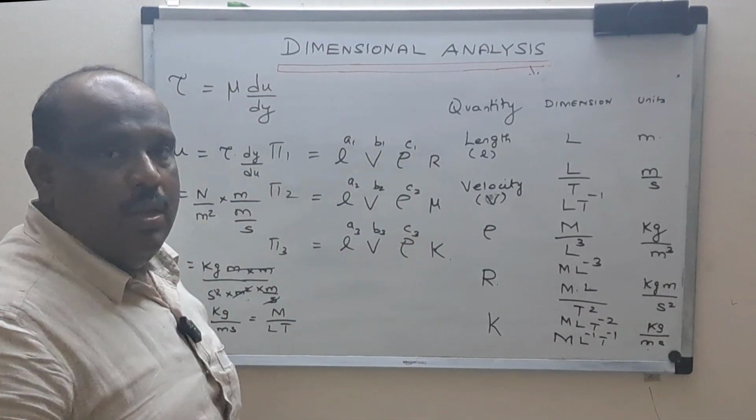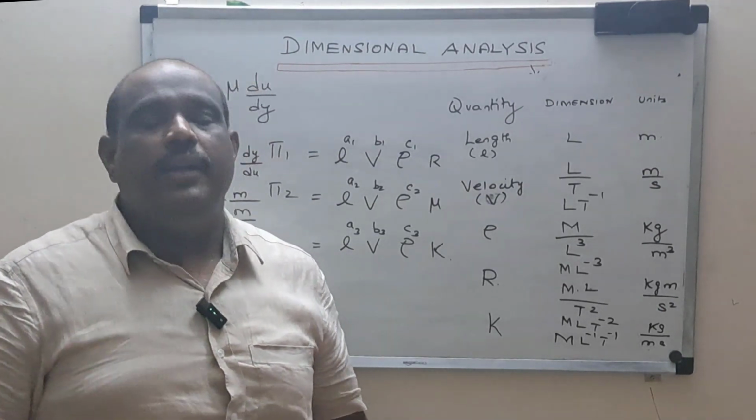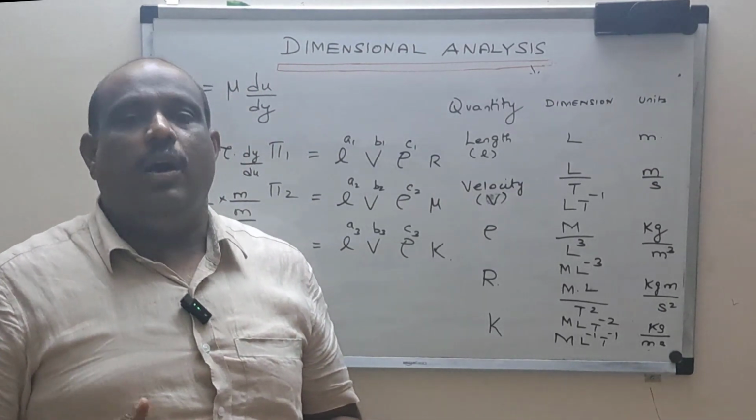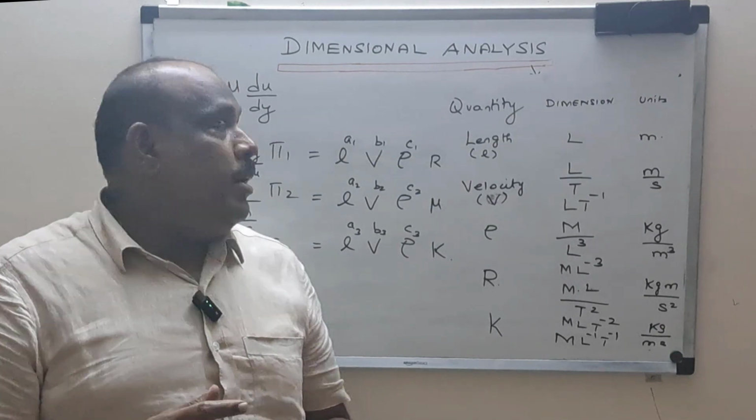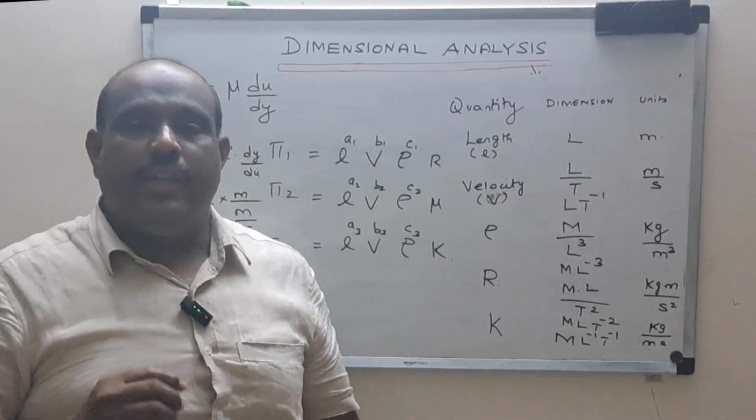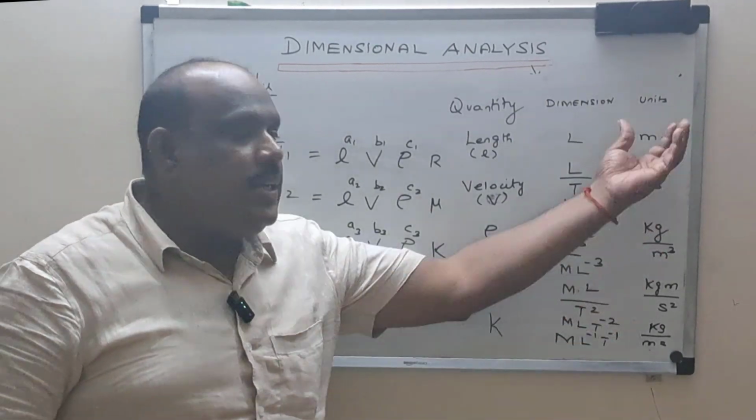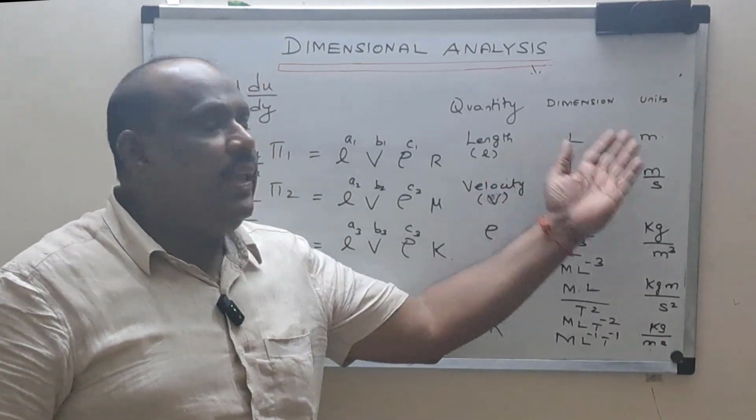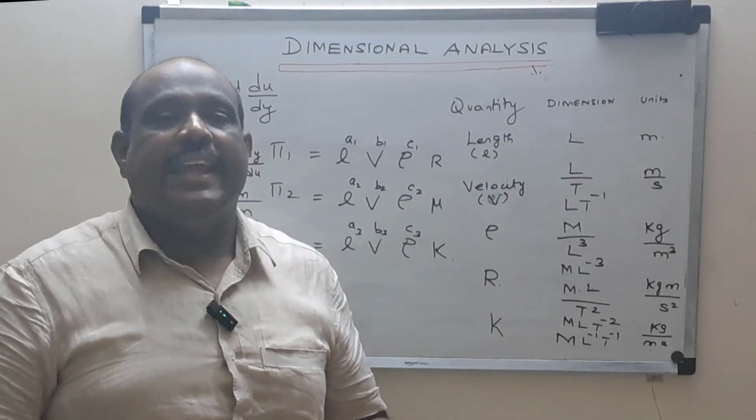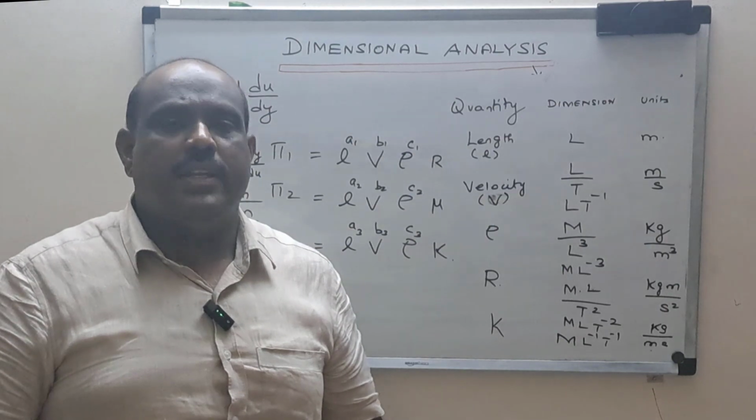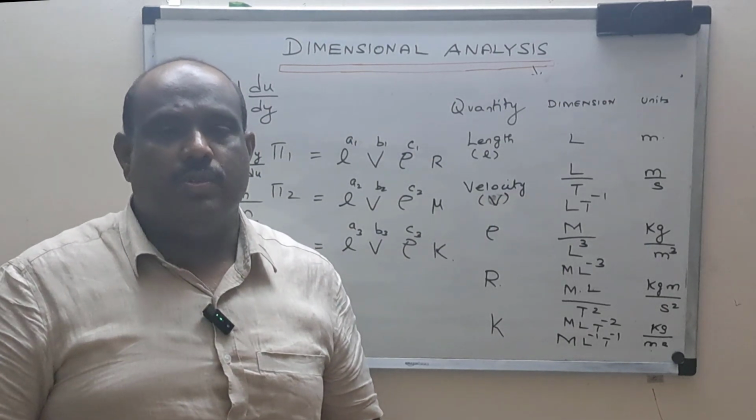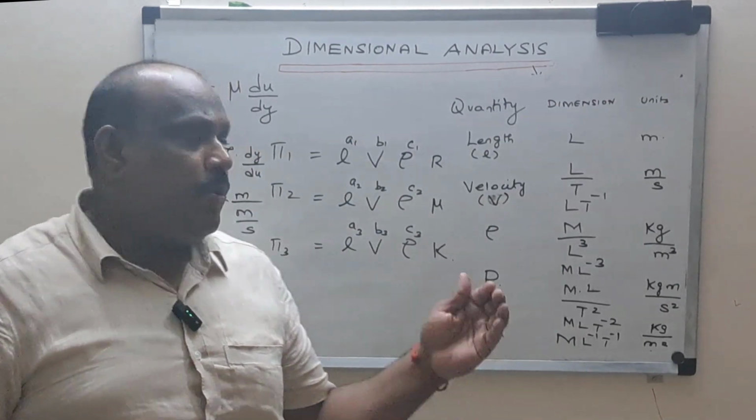So students, you should be in a position to derive the units of all the variables involved in the given equation, as well as, from the units, you should be in a position to convert them into the dimensional form, and hence this analysis is called dimensional analysis. And hence this analysis is called what? Dimensional analysis. Any doubt up to here?